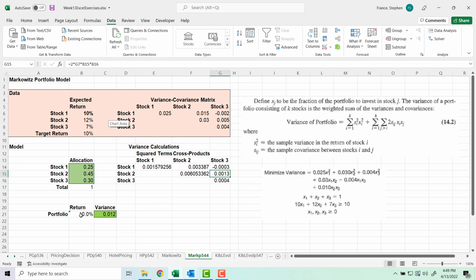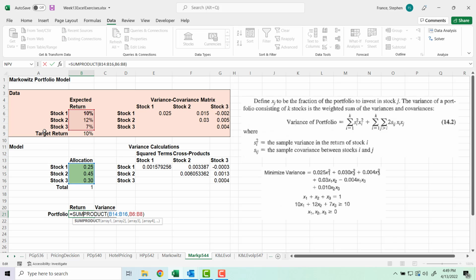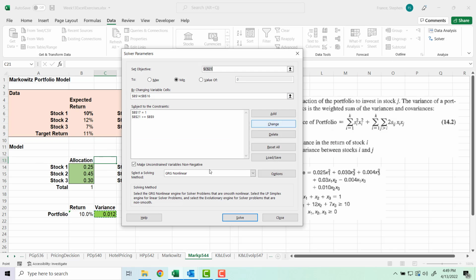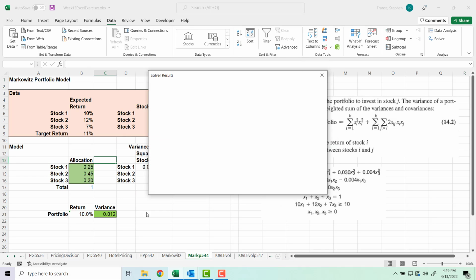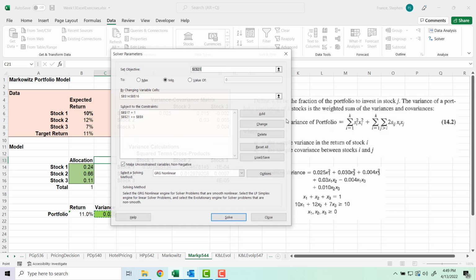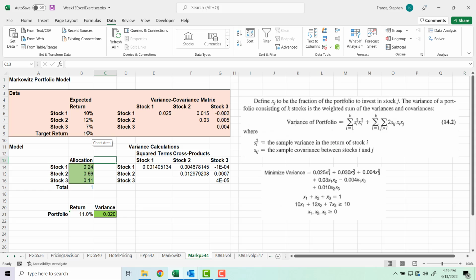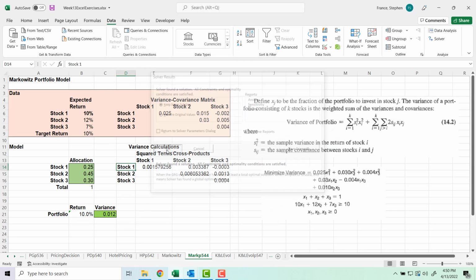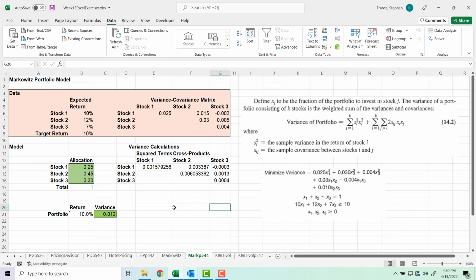So, what we could do is play around a little bit. At the moment the variance is 0.012. Imagine that we wanted, we obviously can't go more than 12%, because that would be impossible given the stocks we have, imagine we wanted 11% return. I could click solver. And then we have to have much higher variance there. So let's just go back to 10%. And solve. And that's the Markowitz portfolio model.